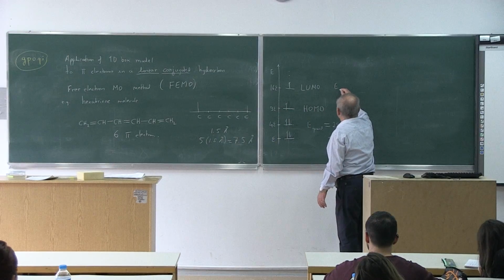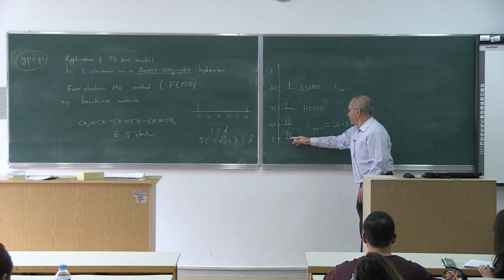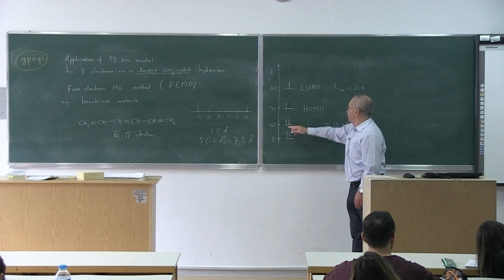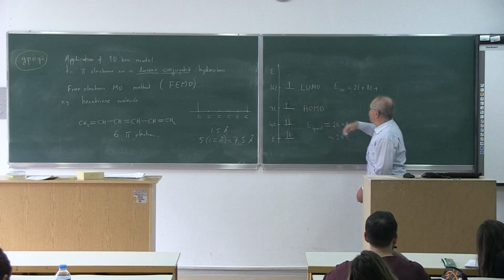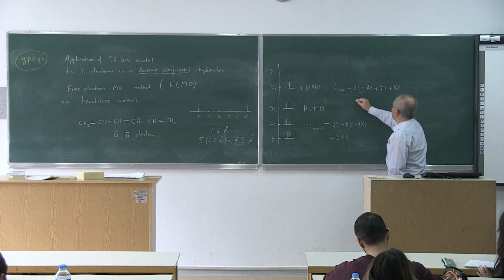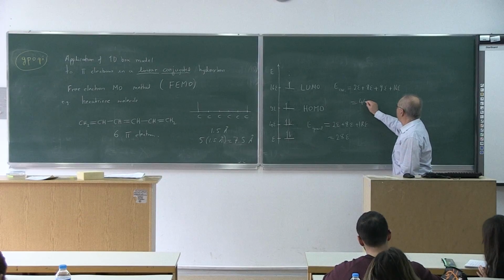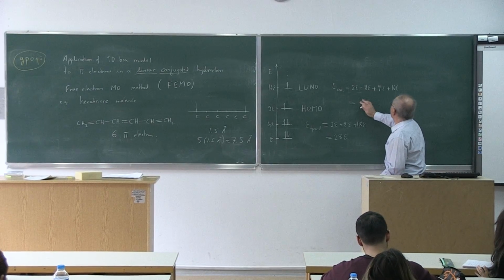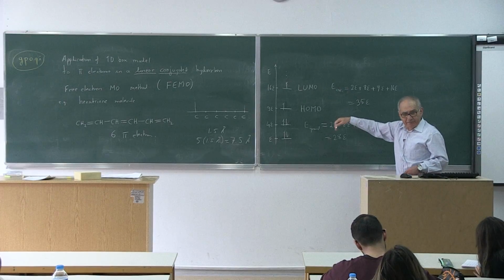What is the excited energy now? 2 times epsilon plus 4 times 2, 8, plus 9 epsilon, there is only one electron in this excited level, plus 16 epsilon. This is 10, 19, 35. 35 epsilon is the total energy. What is the energy difference?